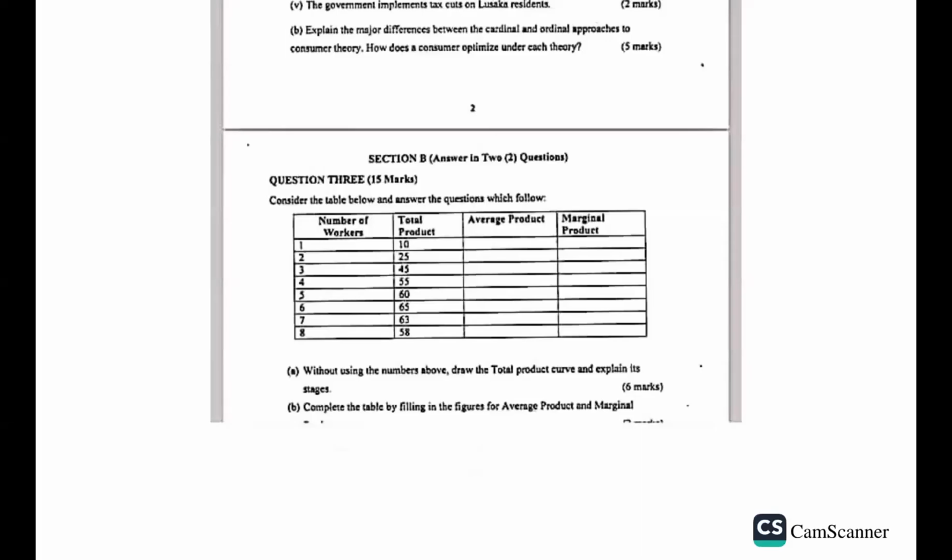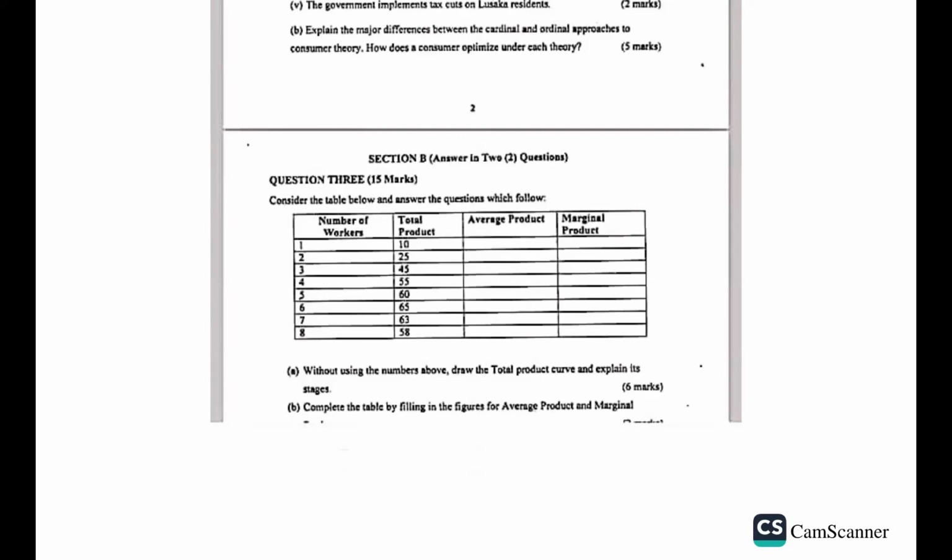Okay, consider the table below and answer the questions which follow. So you have the column for the number of workers, the column for the total product, and the column for the marginal product. What you are supposed to do is consider the table and answer the questions. The first question says, without using the numbers above, can you draw the total product curve and explain its stages?